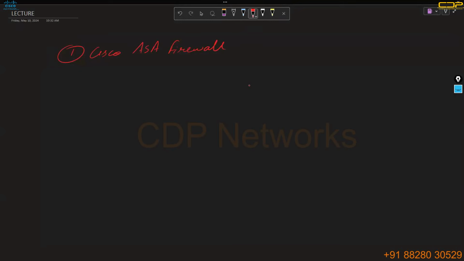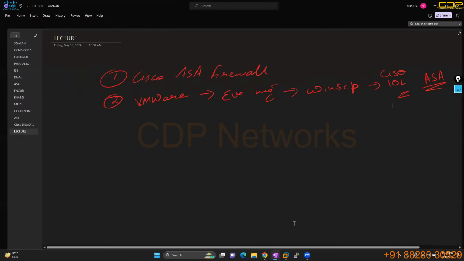I will show you how you can set up the basic labs. For that, you need one machine, which is known as VMware. In that VMware, you are going to install the EVNG. In that EVNG, with the help of one tool, WinSCP, you will install the Cisco IOL images and the ASA image. I'm going to show you all those things during the sessions. But right now, I will just show you what VMware is.